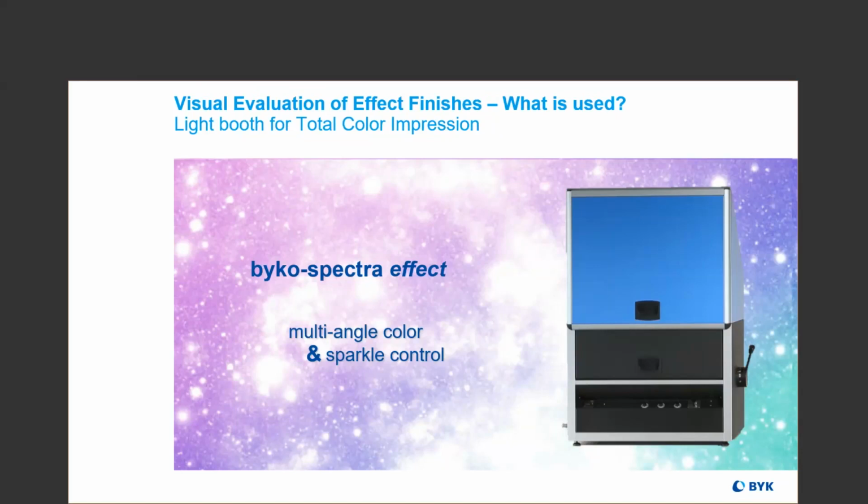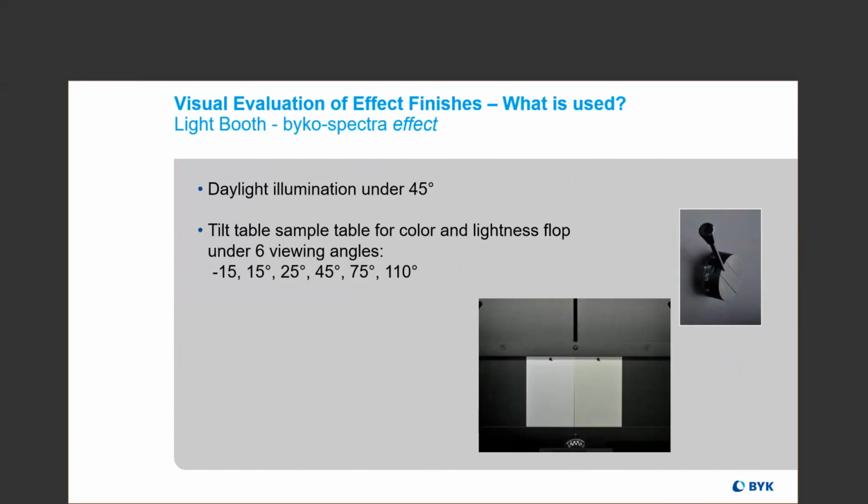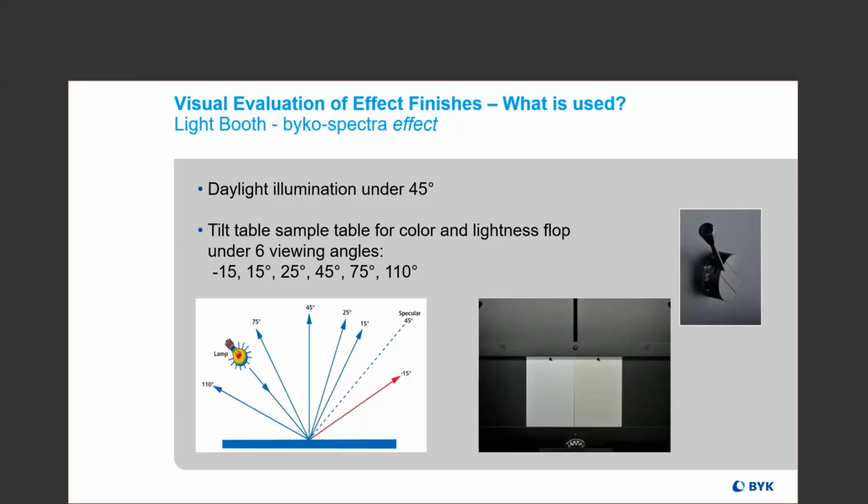So for viewing panels with effect pigments in them, we have our Biko Spectra effect light booth, which is a light booth specially made for viewing effect colors. And this does both multi-angle color and sparkle control. The way this works, for the color evaluation, it provides daylight illumination, D65, at a 45-degree angle. And there is a tilt table that the panel is placed on, to evaluate color and lightness flop under the 6 standard viewing angles: negative 15, 15, 25, 45, 75, and 110. Just like your multi-angle color instrument, our BIC-MAC instrument measures at these exact same angles.